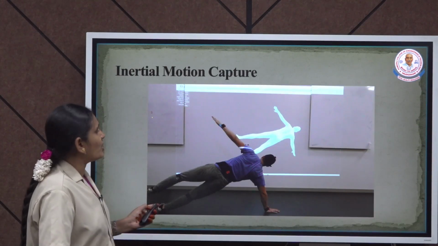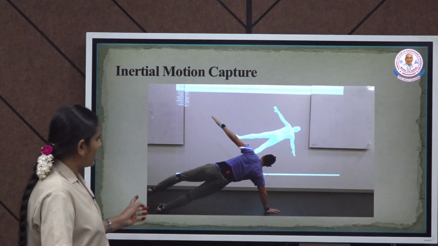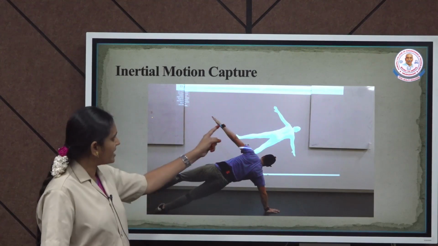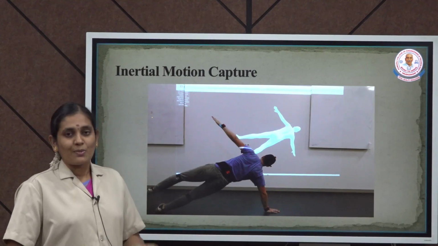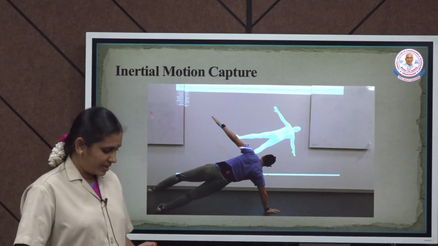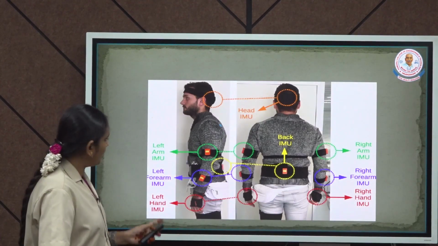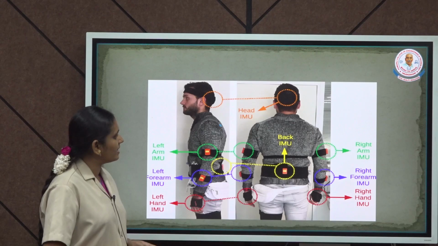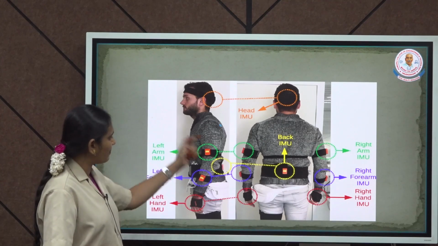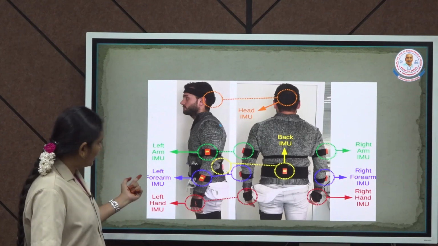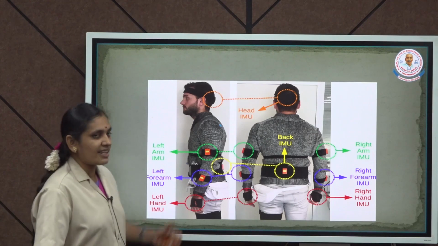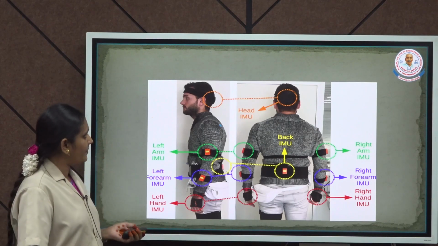This is an example of inertial motion capture. Here the actor wearing some sensors can capture the information of the movement. This is another example. Here we can clearly see where the sensors are placed: left arm and right arm sensors, forearm. These are other examples of inertial sensor capturing.